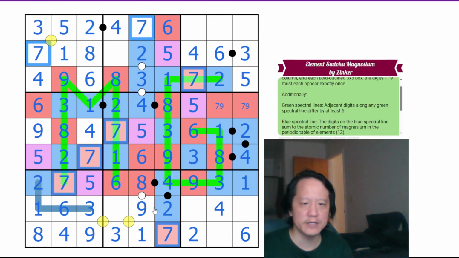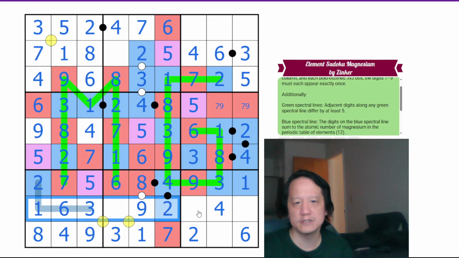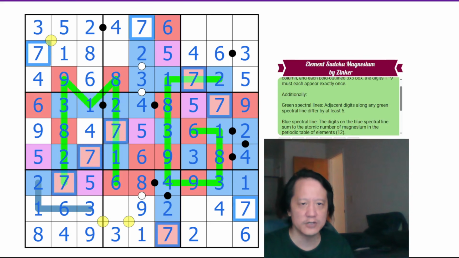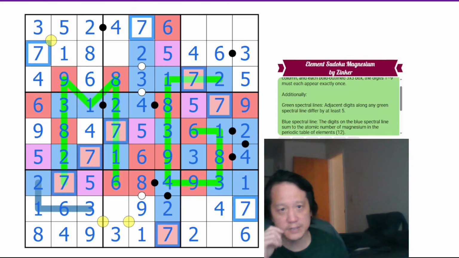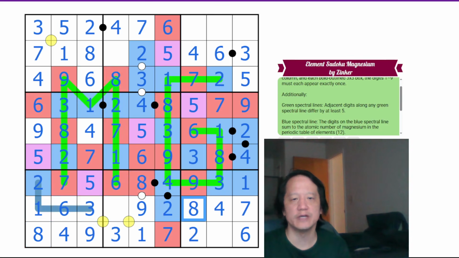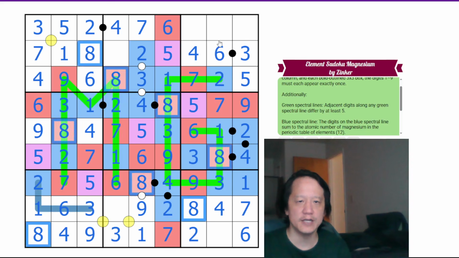7 in row 8 cannot be here because of 7 in the boxes. Can't be here because of 7 in the column, so 7 has to be there, which means this can't be 7. That's 9, which makes that 7. That should be all 9 7s. 8s. In row 8, 8 cannot be here because of 8 in the box, so 8 must be there. We have 8 8s now. We know where the last 8 has to be. It has to be there.